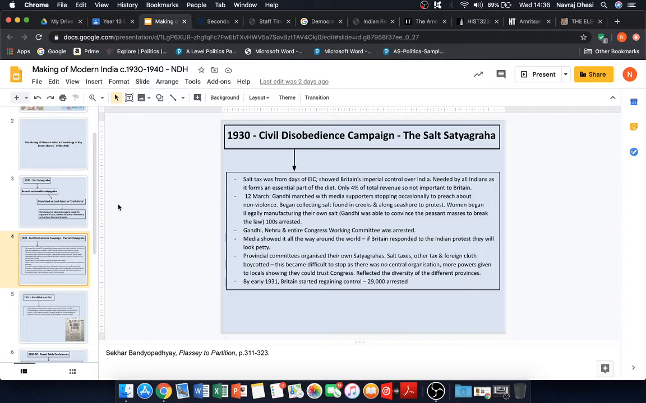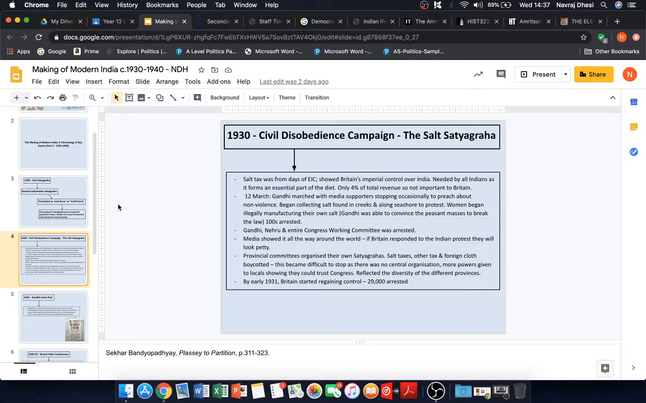Obviously, it began with collecting salt found in creeks and along the seashore to protest. Women began illegally manufacturing their own salt. Now, in this movement in particular, this is the occasion where we see the most participation of women. Women come out and participate in mass numbers, and this civil disobedience movement shows the largest number of women participating in comparison to previous movements.